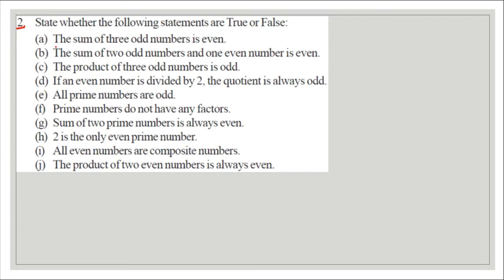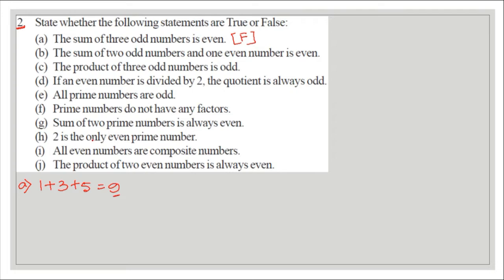Look at the first one. The sum of 3 odd numbers is even. For that, I'll take some examples. I'll take the example of 1, 3 and 5. The sum of 3 odd numbers, the result is odd. So this statement is a false statement. I'll represent a false statement with the letter F and the true statements with the letter T.